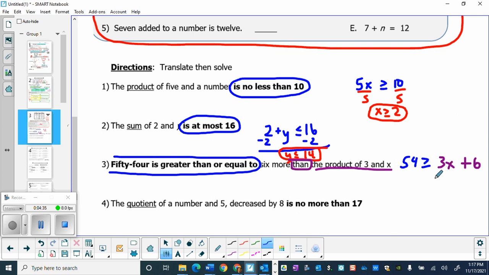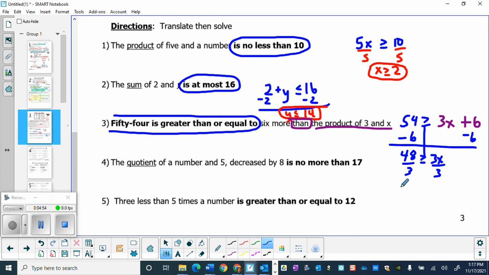So when we see that the variable is over here, I see a coefficient and I see a constant. So I'm going to take away 6. That puts me at 48 over here, which is greater than or equal to 3x. Now I'm going to divide by 3. And over here, I'm going to get a 16. Now we don't want to put an equal sign. You want the greater than or equal to.